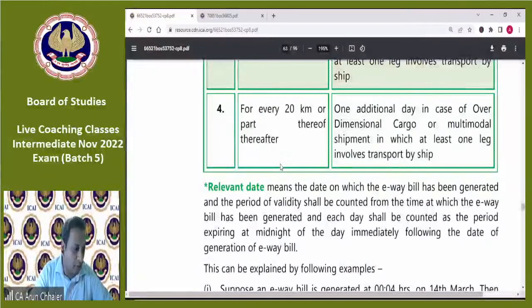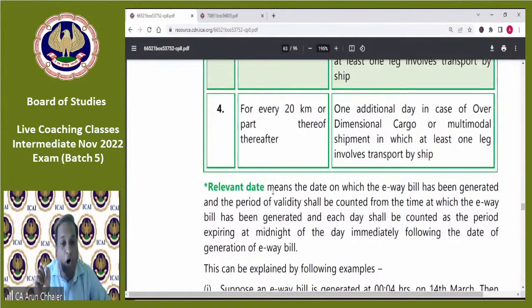Now we are talking about 1 day, 2 days, 24 hours. What is the meaning of date? Suppose I'm saying 2 days. Let's say I am generating the e-way bill on 1st of July, and it is valid for 2 days. Then it will expire on 3rd July. Agreed. But at which time? I have generated it at 11 a.m. Will it be valid till 10:59, or till 11, or at any other time?